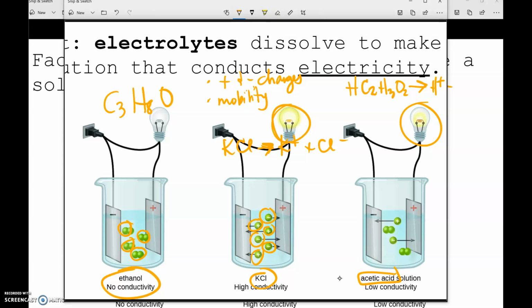The hydrogen ion will break apart into hydrogen and acetate. So on this one, some of the molecules stay together. This would be your hydrogen acetate, which is acetic acid. And some of them break apart into ions. So because they don't have as many ions in the solution as, let's say, this KCl, it's going to have a lower light intensity than the KCl.